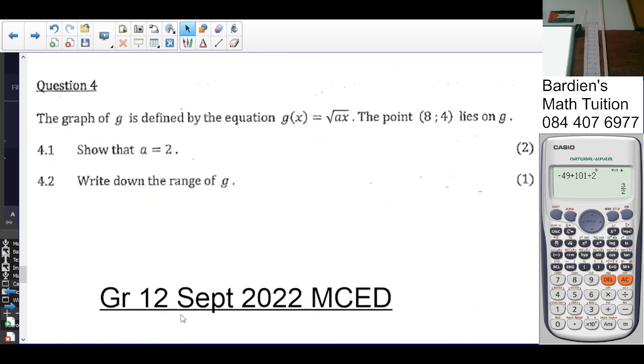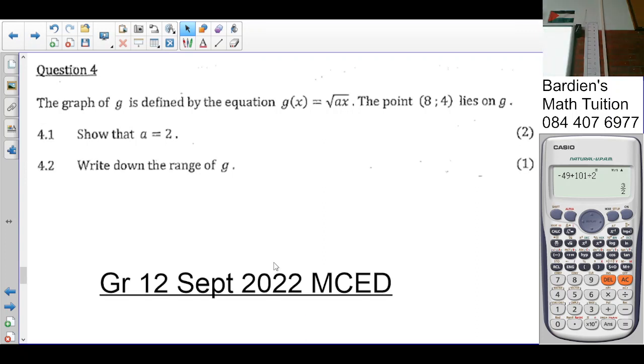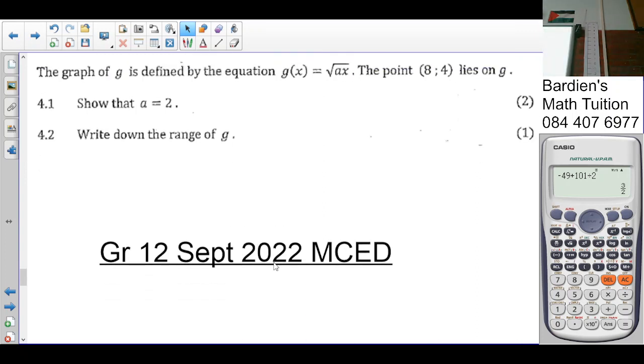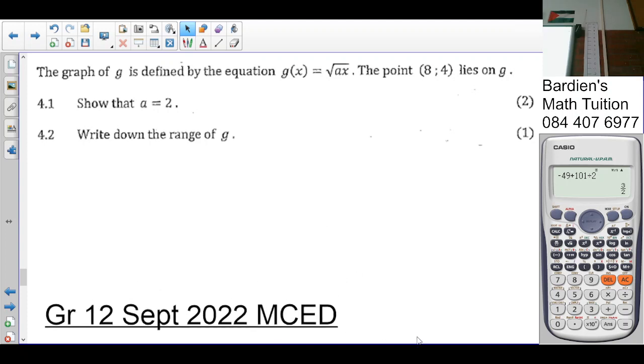Question 4. In question 4, we are told that the graph of g is defined by the equation g of x is equal to the root of ax. The point 8 and 4 lies on the graph of g. Now, this is the square root of ax, which is the inverse of this graph, the parabola. So the inverse function is the parabola. We must show that a is equal to 2.